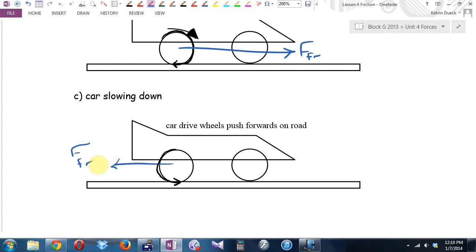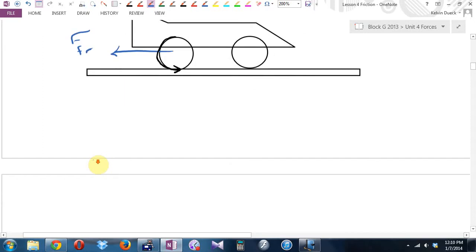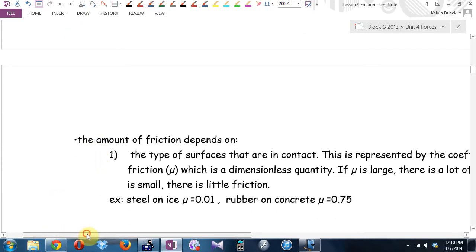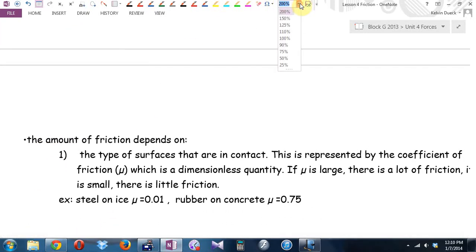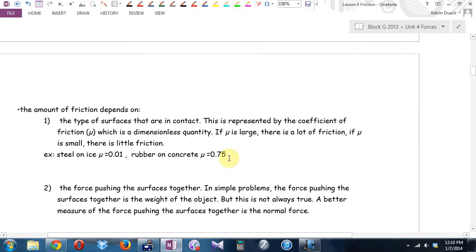No. At first, you might think that, but we're going to be even fussier. So here's what we're going to say. The amount of friction depends on two things. The first is the type of surfaces that are in contact with each other. And we represent this by, here's a word you want to underline because I'm going to use it like crazy, the coefficient of friction. The coefficient of friction is a symbol, a Greek letter that looks like this. It's the Greek letter mu.